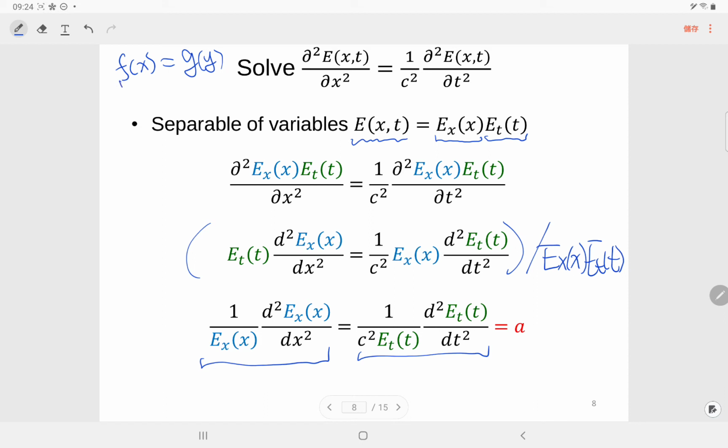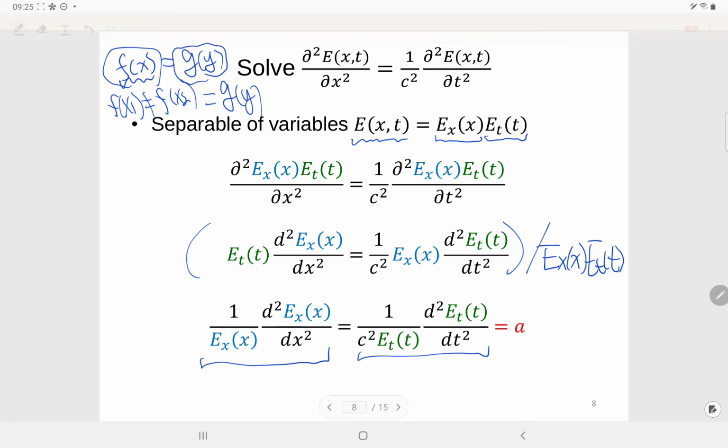If f of x is not a constant, which means that f of x1 doesn't equal f of x2, but both of them should be equal to g of y. This is not possible, right? Which means that f of x should be a constant, and similarly, g of y should also be a constant. So they should be equal to a constant. Now we call it a, or whatever variable you like.